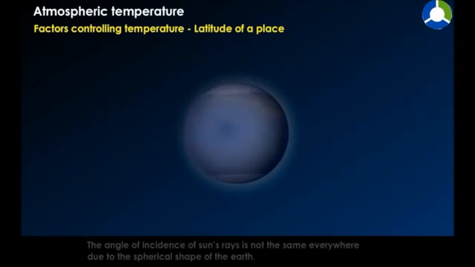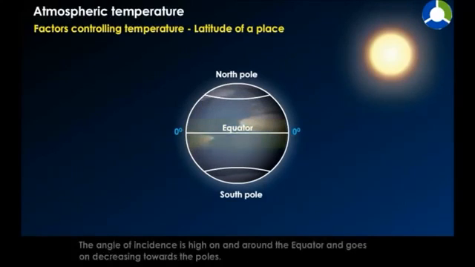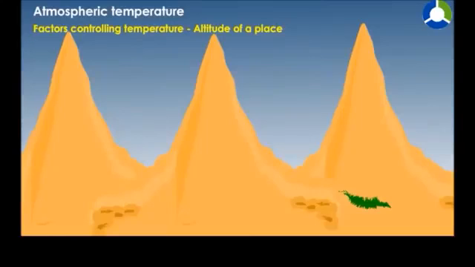Latitude of a place. The angle of incidence of the sun's rays is not the same everywhere due to the spherical shape of the Earth. The angle of incidence is high on and around the equator and goes on decreasing towards the poles.